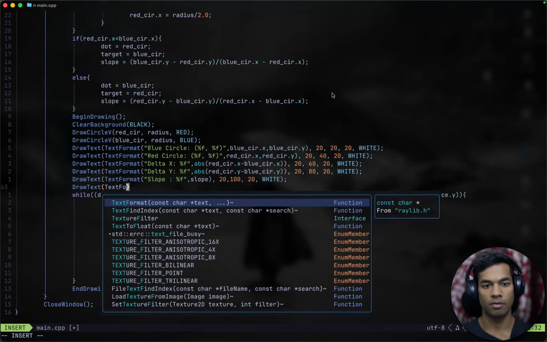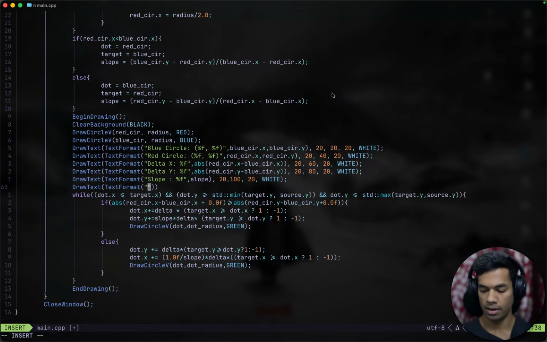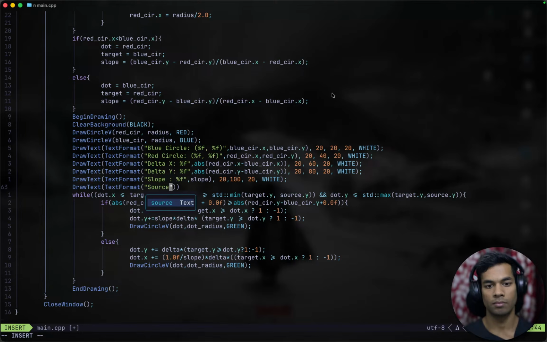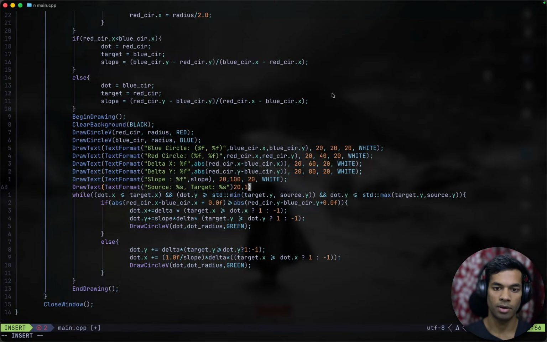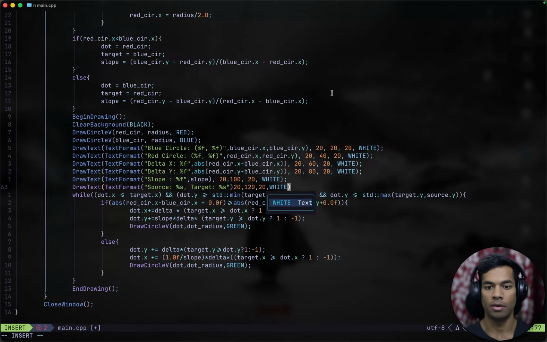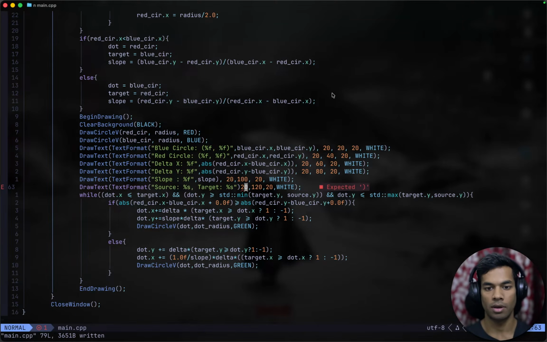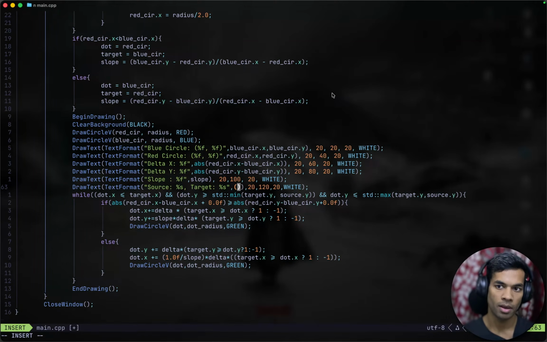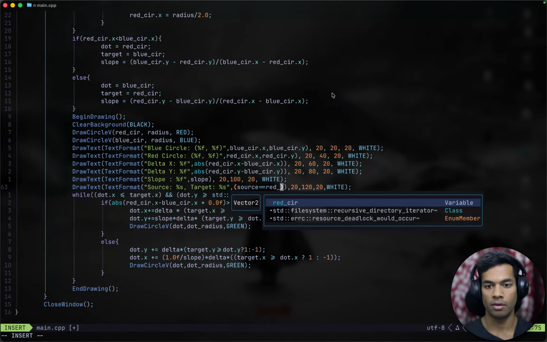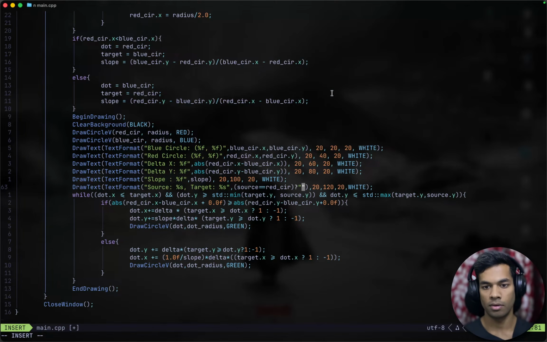From fixed format, source is string, and target is string, and 20 from the left, 120 and 20, and right in white color, and comma, and here the first thing would be source equal red circle, if that is true.